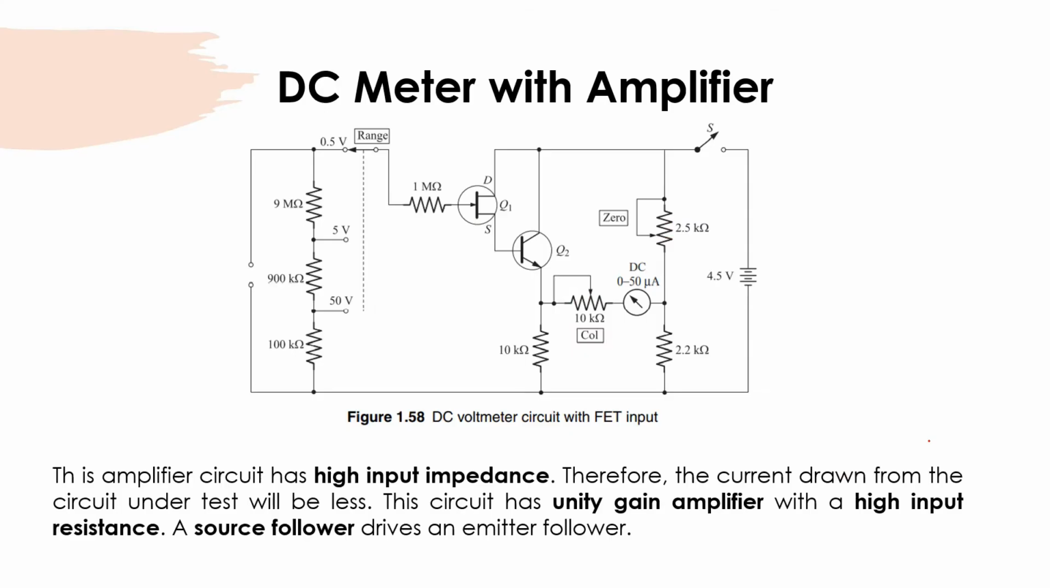Okay, next we will talk about the DC meter with the amplifier. You can see this is the circuit diagram of the DC voltmeter circuit with FET input. So we use the FET amplifier here. This amplifier circuit has a high input impedance, and therefore the current drawn from the circuit under test will be less. The circuit has a unity gain amplifier here, with high input resistance. And then we have a source follower here, drive and emitter follower.